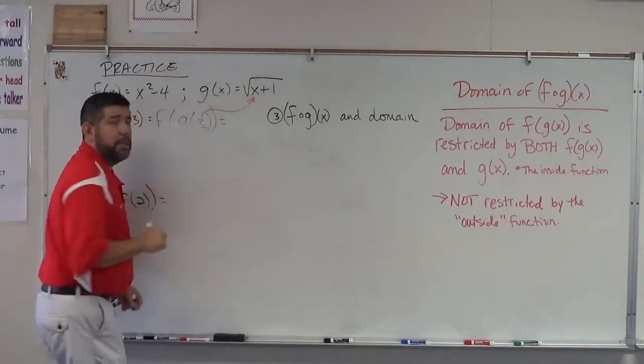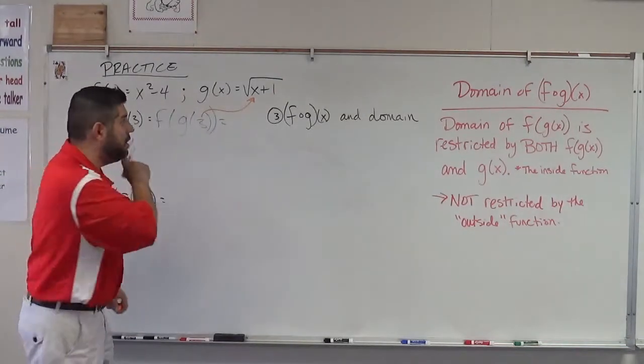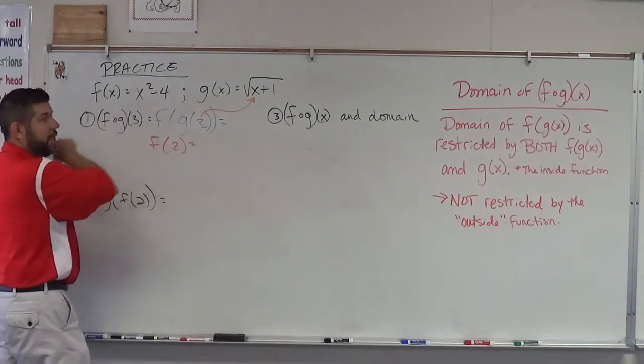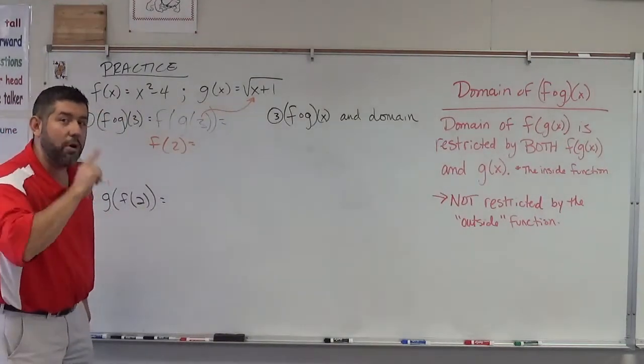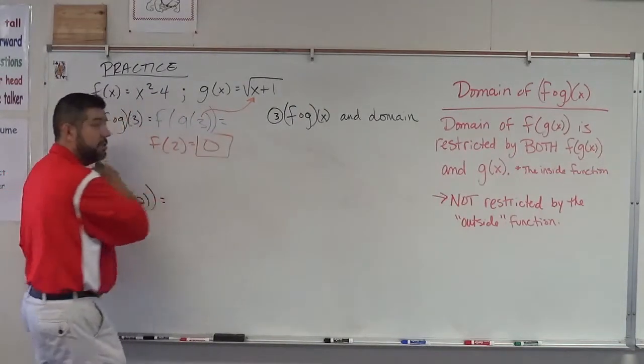We're going to plug in 3 into our g function, and we're going to get square root of 3 plus 1. 3 plus 1 is 4. Square root of 4 is 2. So we got f of 2. 2 squared is 4. 4 minus 4 is 0. So we got 0 for our answer.